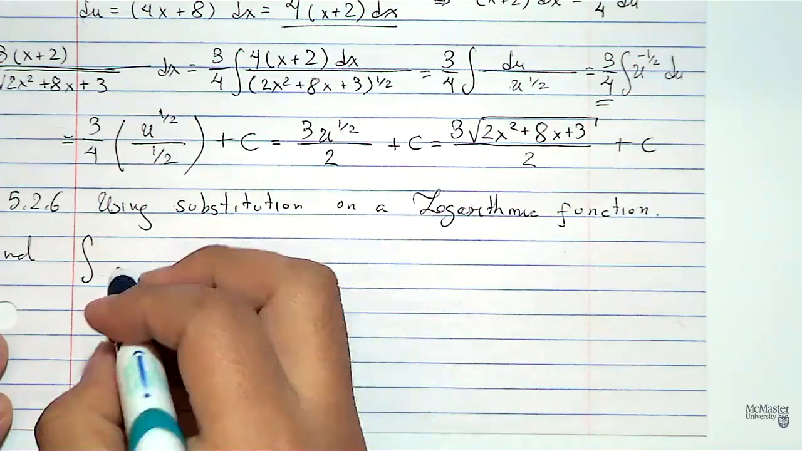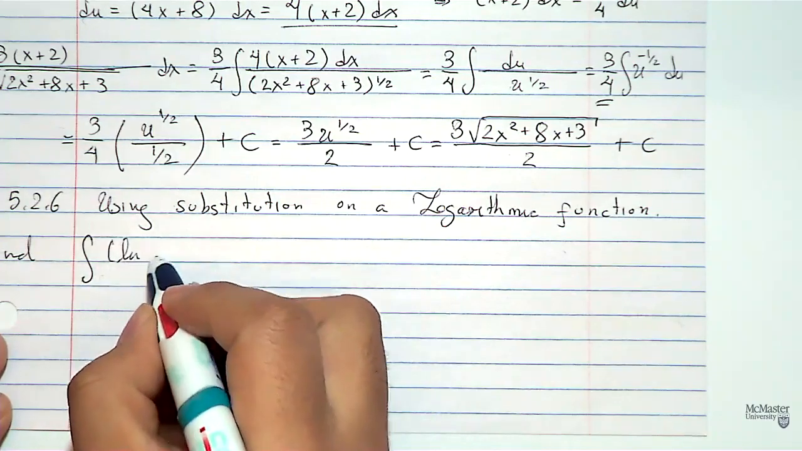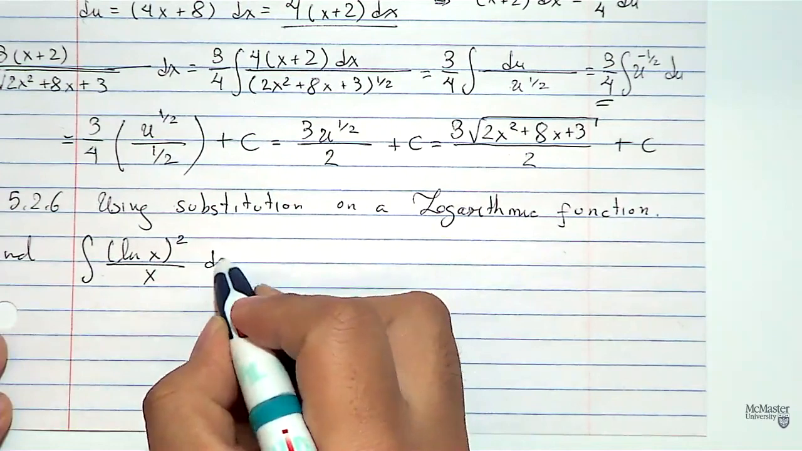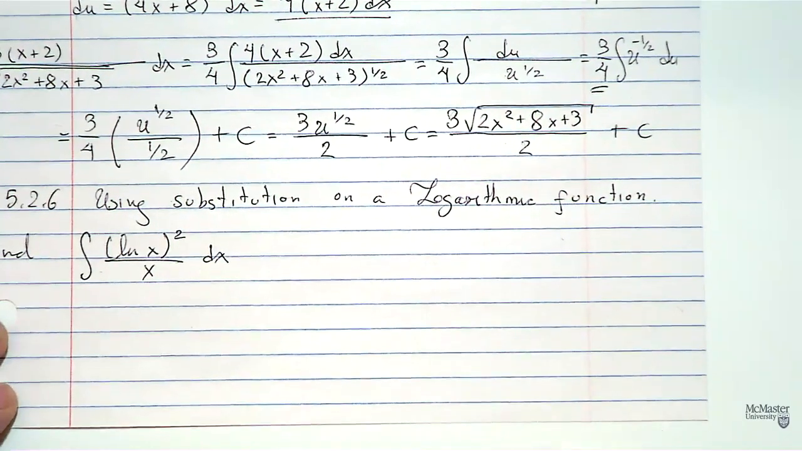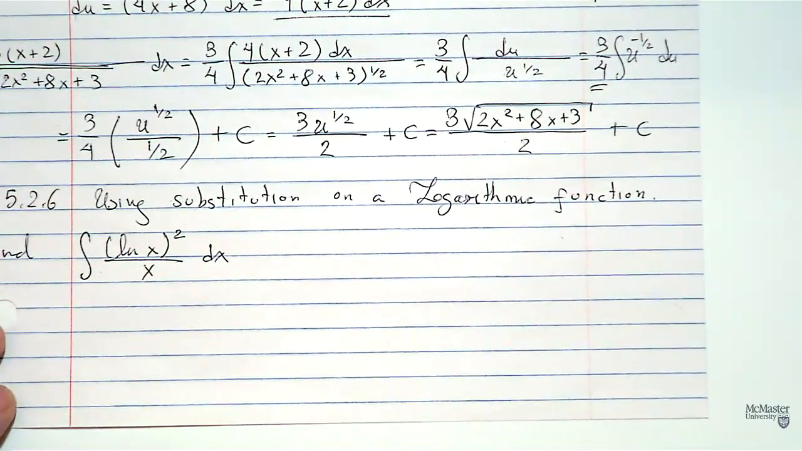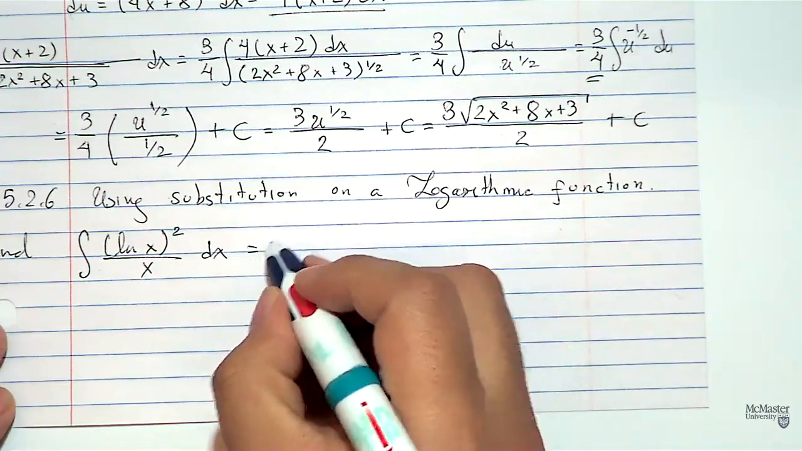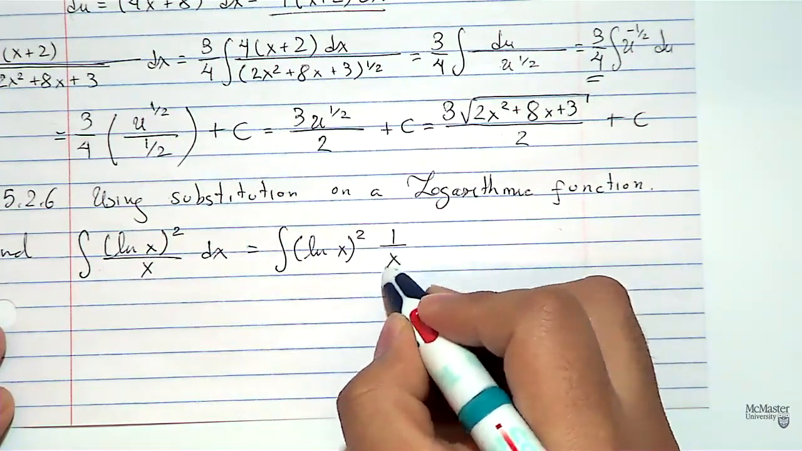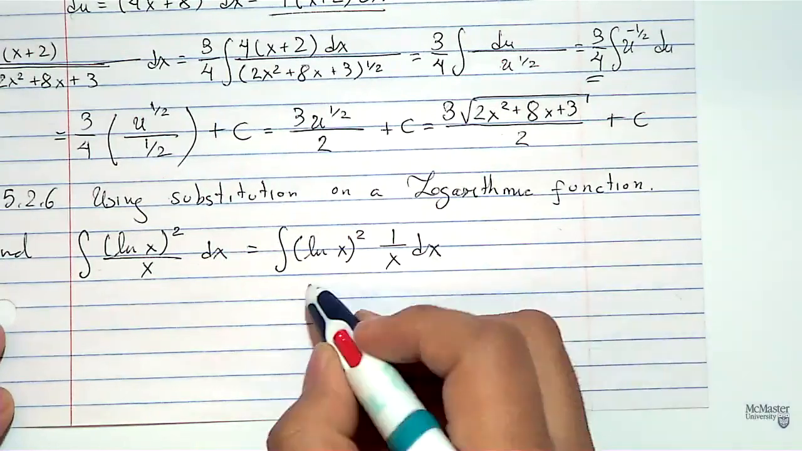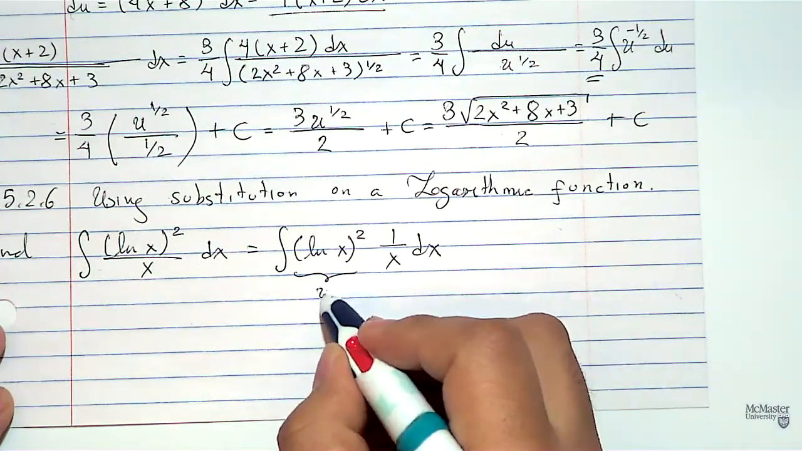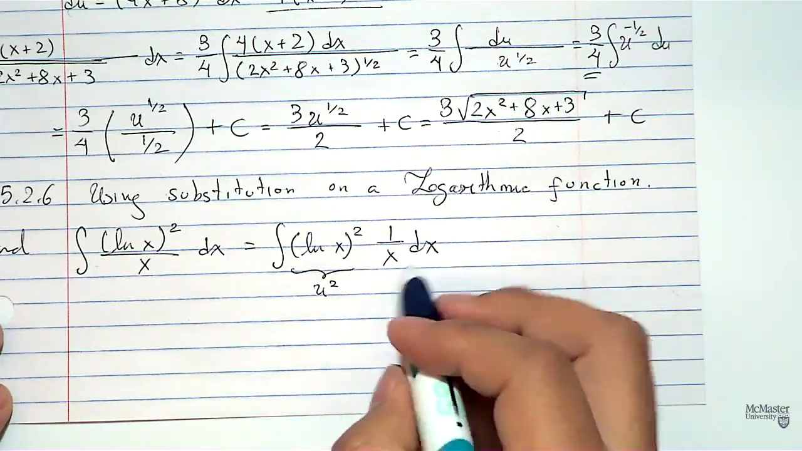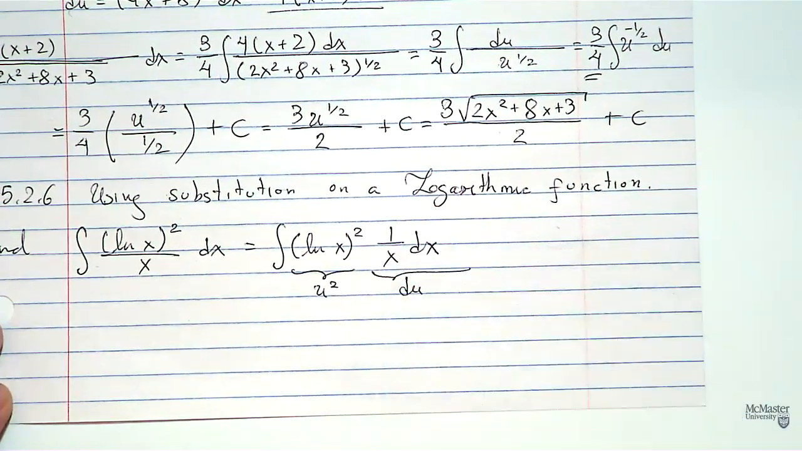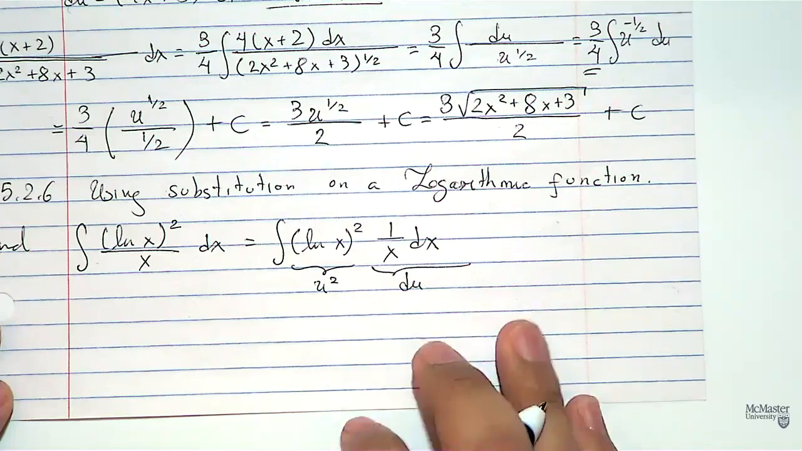So here you have the integral of natural log of x squared divided by x dx. Well, you can recognize a couple of things. This is the integral of natural log of x squared, times 1 over x dx. So this would be u squared, where u would be the natural log of x, because I have the derivative of natural log of x, which is 1 over x.